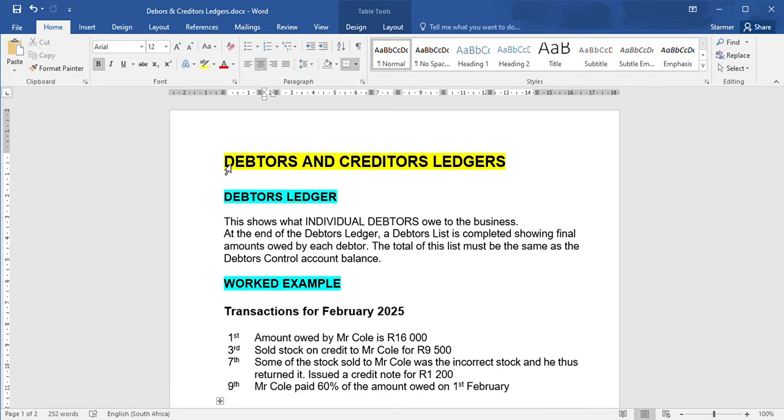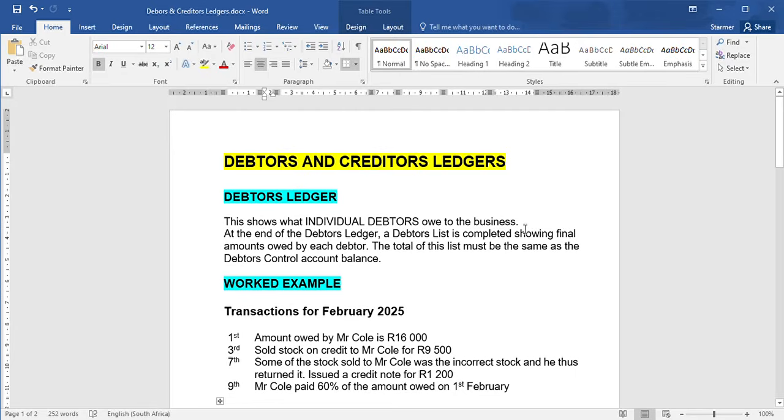The topic for today's video is debtors and creditors ledgers. Starting off with the debtors ledger, we need to have a ledger where we can show what each person owes to the business. So each person is going to have their own account in the debtors ledger. So it's going to show what individual debtors owe to the business.